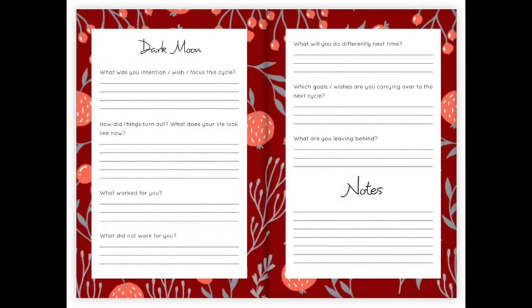And then at the very last page of each cycle segment, you'll find reflection questions for the dark moon. And we'll talk about what the dark moon is once we get started in the course, but this will help you to look back on what your intention was at the new moon, how things went, what you liked, what you didn't like, what worked for you, etc. And then this will just help you to move into the next cycle. You can take what you want with you, you can leave things behind in the previous cycle, and so this is just an opportunity to reflect and to prepare for the next cycle. And it begins again.